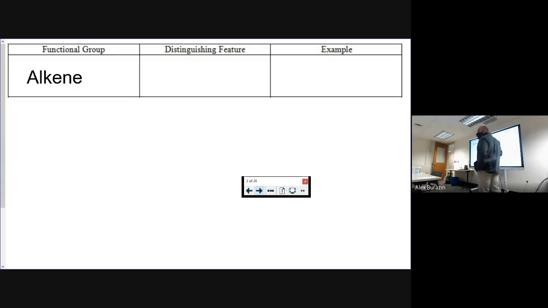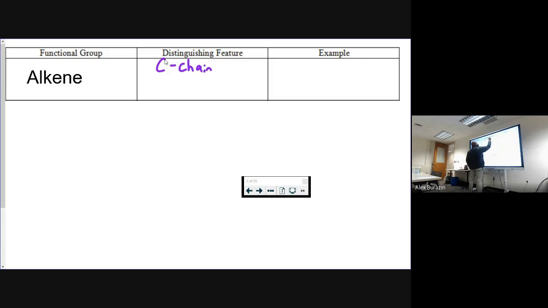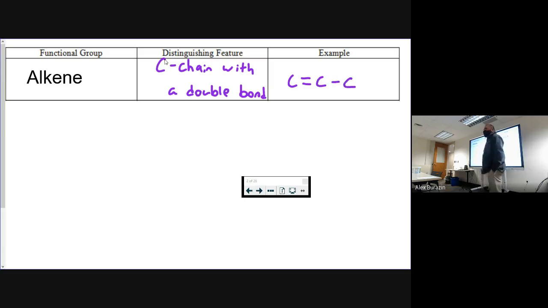An alkene is a carbon chain with a double bond. Somewhere, anywhere in the chain. Okay, we'll call this propene.